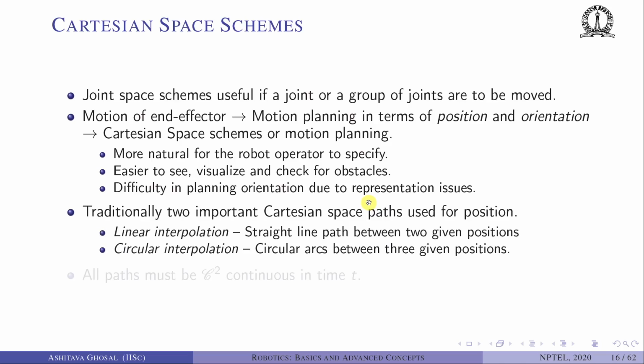Traditionally, two important Cartesian space paths are used for position planning. One is called linear interpolation, which is basically nothing but a straight line path between two given positions. The second is called circular interpolation, where we go on a circular arc between three given positions. And as in any motion planning scheme, all paths must be C2 continuous in time t.